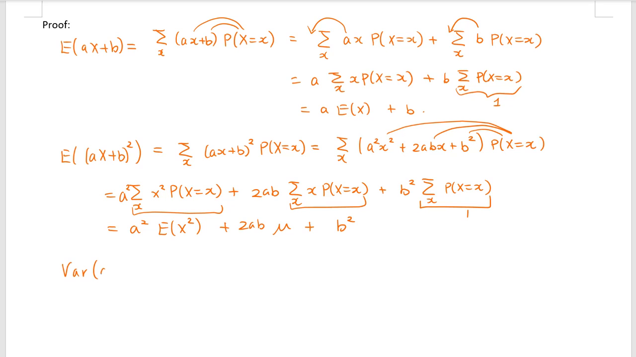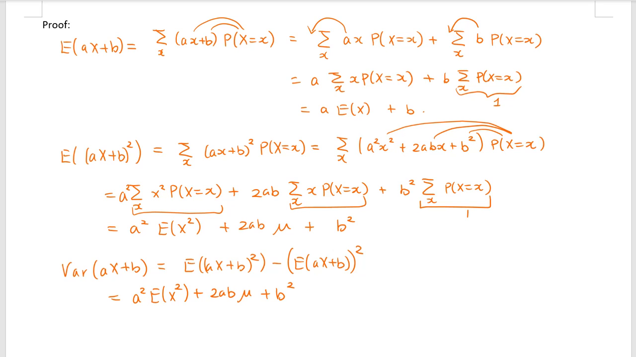Okay, so then this is what we get. Finally, variance of ax plus b equals the second moment minus the mean squared. Okay? Alright. What is the second moment? Second moment is a squared E of x squared plus 2ab mu plus b squared, minus the mean squared. Well, the mean is this guy. So E of x is just mu. A mu plus b, squared.